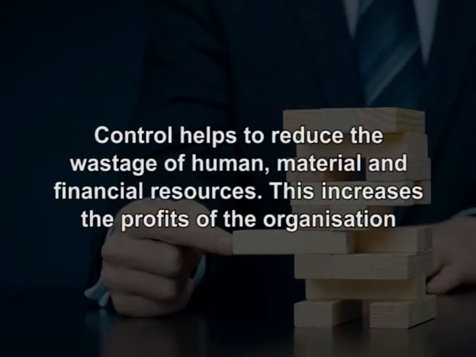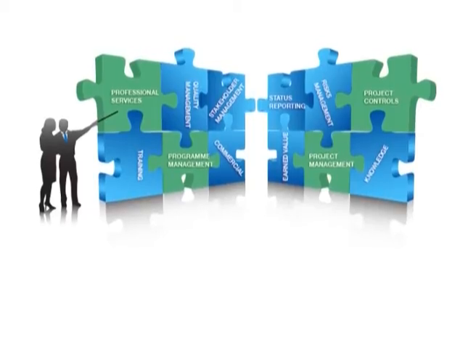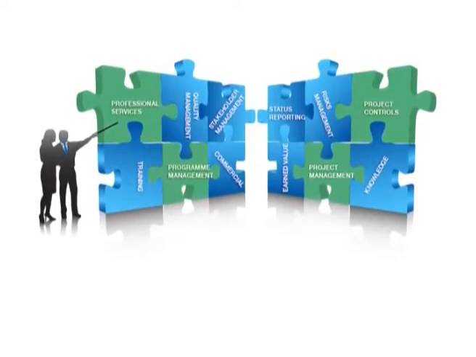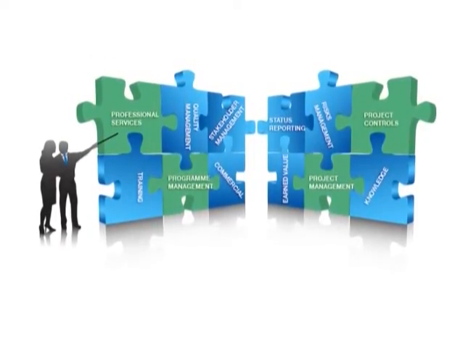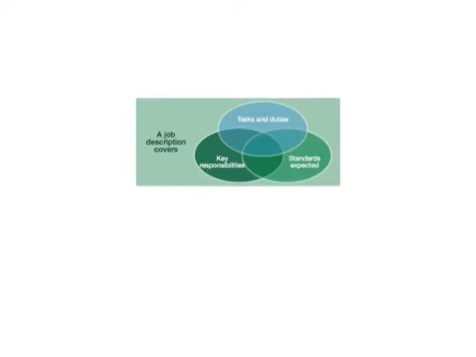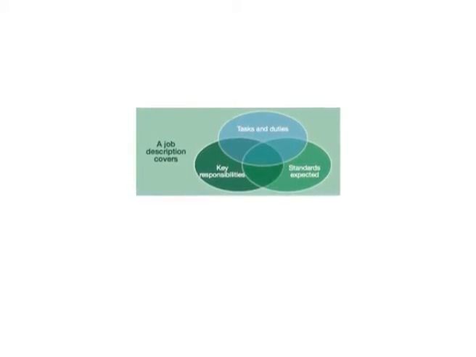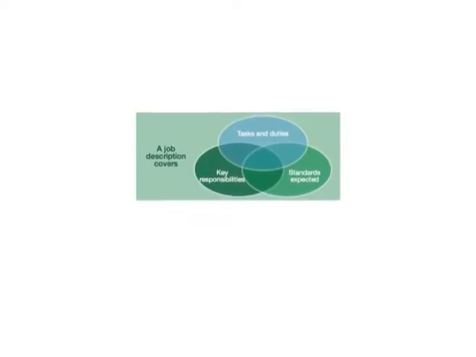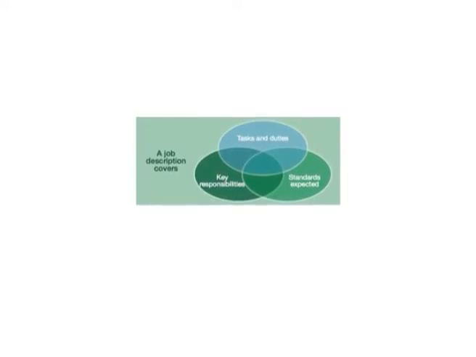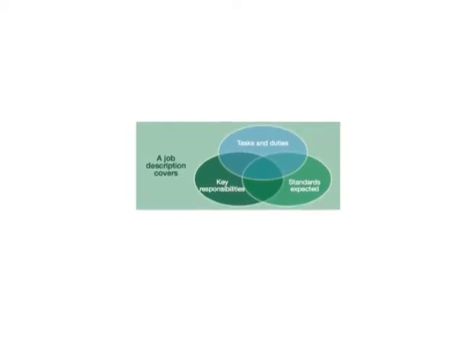Control minimizes wastage. Control helps to reduce the wastage of human, material and financial resources. This increases the profits of the organization. Control ensures optimum utilization of resources. Control helps the organization to make optimum utilization of available resources. This also increases the profit of the organization. Control helps to fix responsibility. Control helps to fix responsibility of a particular job on a particular person or a particular department. So, if there are any mistakes, then a particular person or a particular department will be held responsible for it.